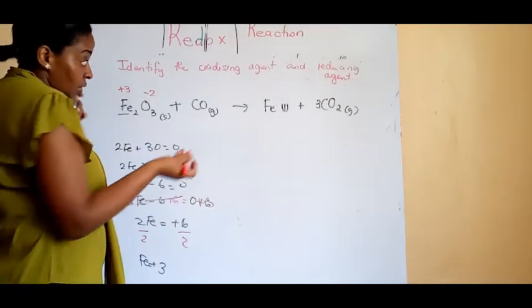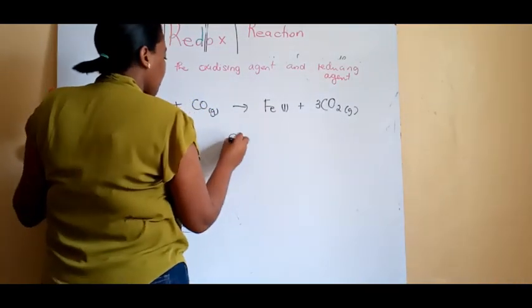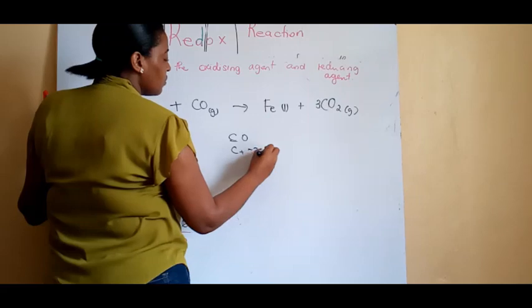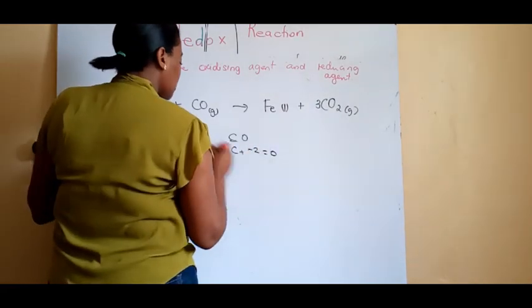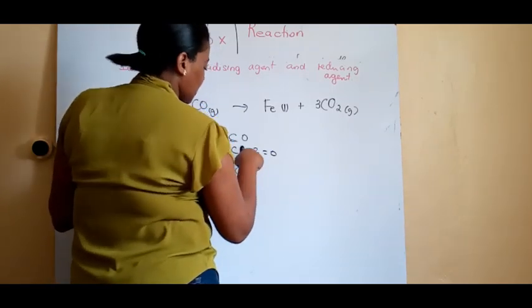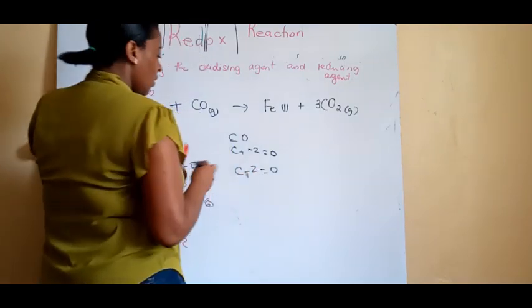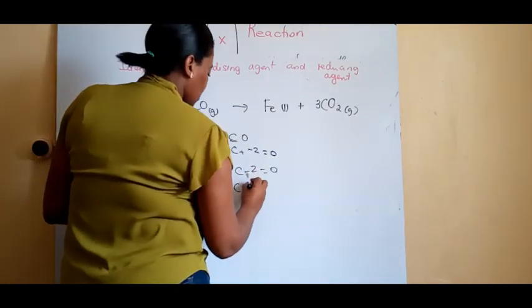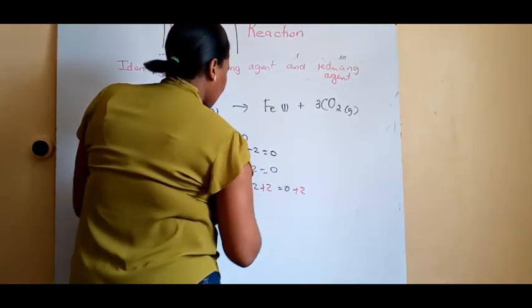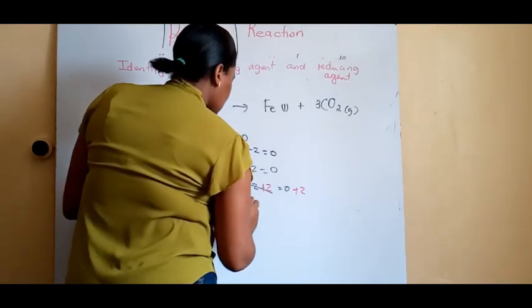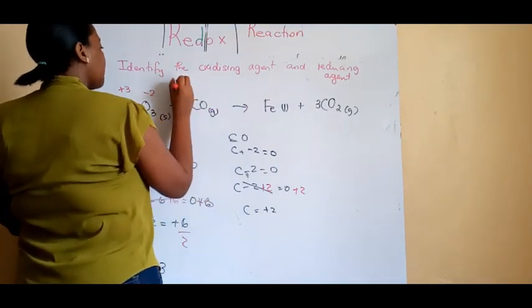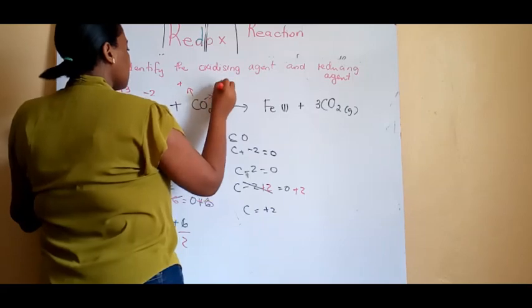In this scenario, let's say we want to find out the value of carbon in carbon monoxide. We're going to say C plus 1 oxygen, which is -2, equals 0. So C plus -2 equals 0. We want to get C by itself, so we're going to add 2. What we do on one side, we will also do on the other side. So C is equal to plus 2. So in this scenario, the oxidation state of carbon is plus 2. The oxidation state of oxygen is minus 2.